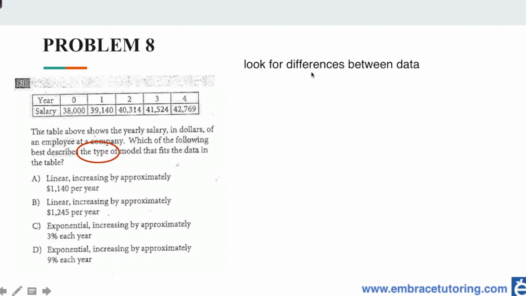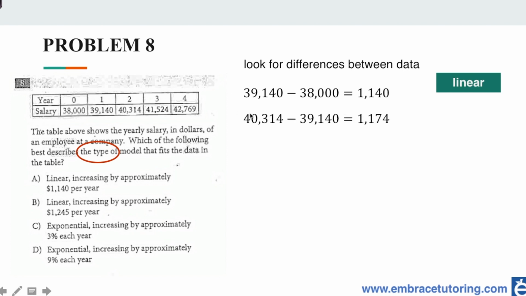And when I want to look for the differences in the data, I simply want to understand that if this is going to be linear, it's going to be the same. It's going to be constant. So I'm going to take the differences. I'm going to do 39,140 minus 38,000, which is going to be 1,140. Meaning that if this is indeed linear, this should be the same difference from 0 to 1 and then from 1 to 2. When I do this again, I get 40,314 minus 39,140, which will give me 1,174, meaning that these therefore will not be linear. And if they're not linear, I can cross off A and B.